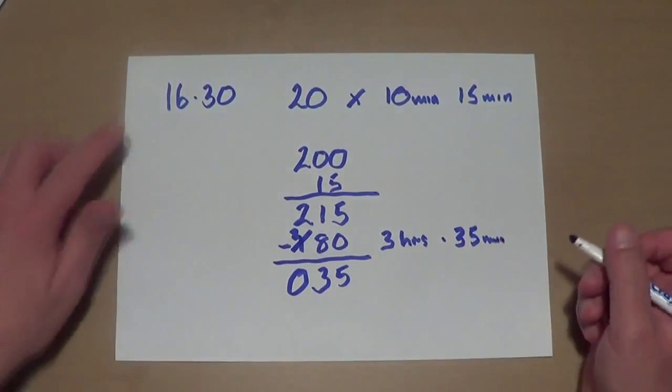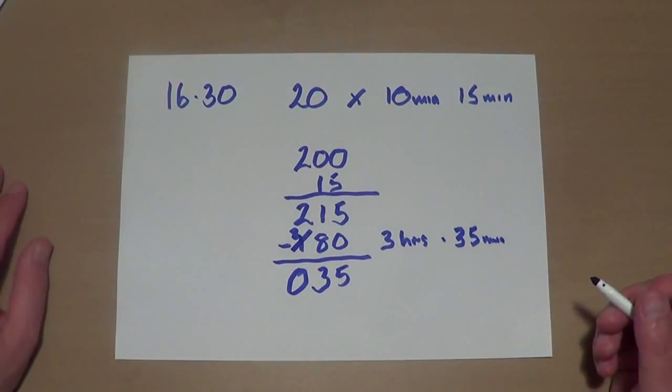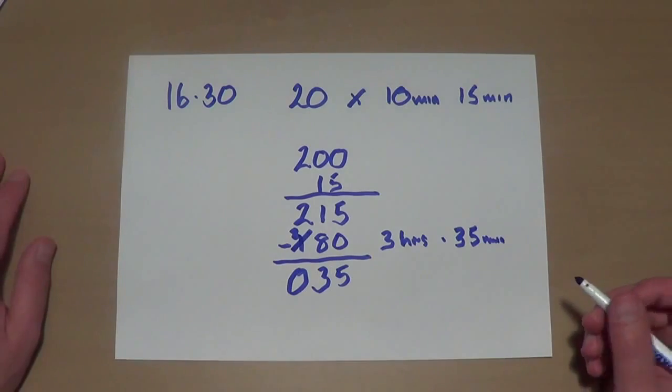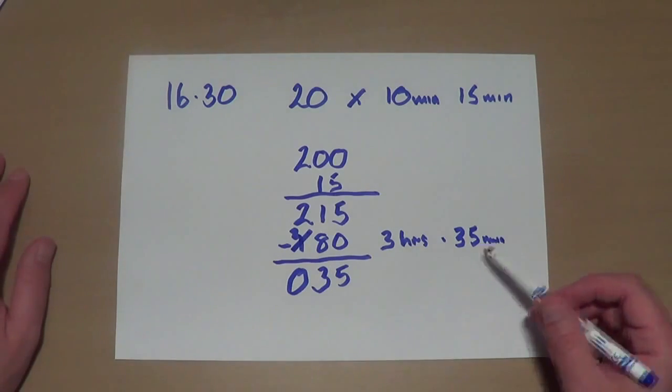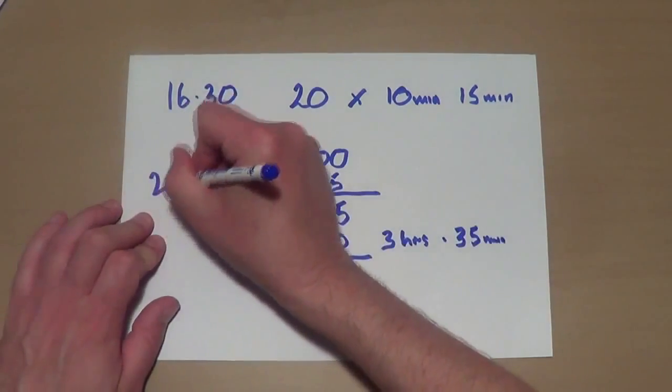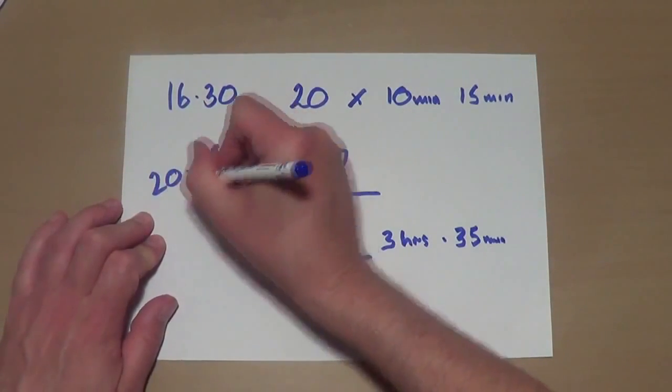And we just now need to add that on to the 16:30, so that would be 17:30, 18:30, 19:30, 20:05. That will be the finishing time.